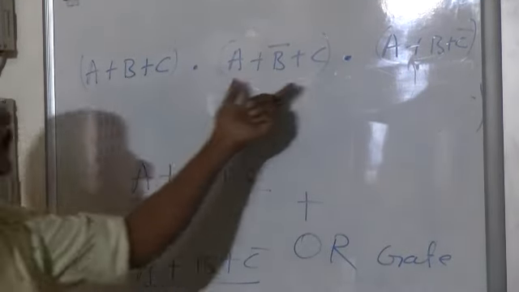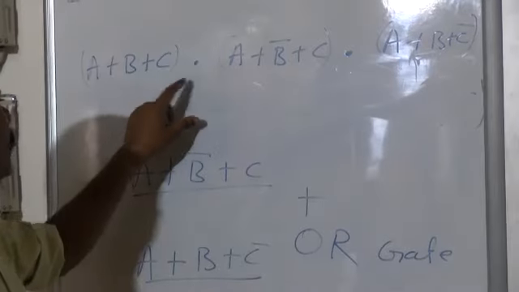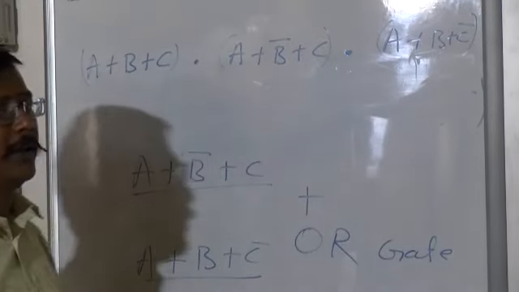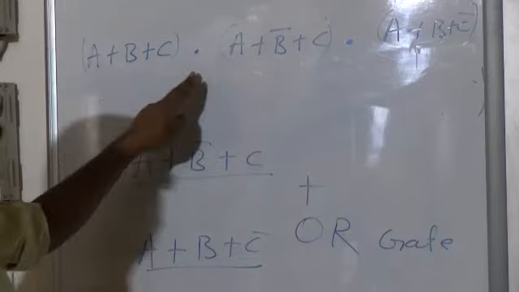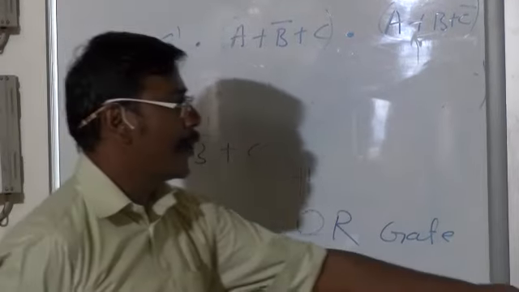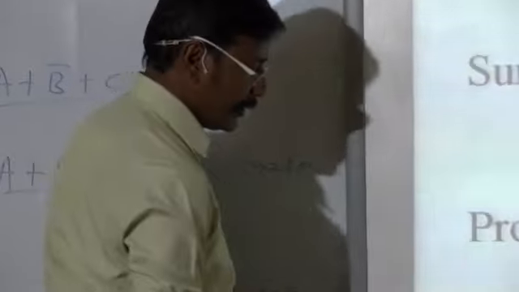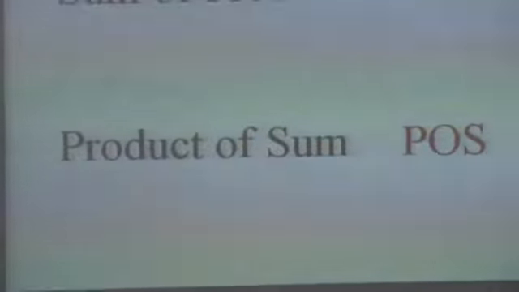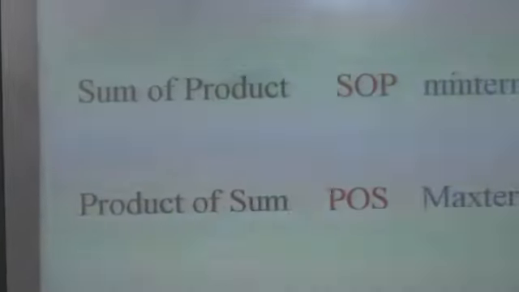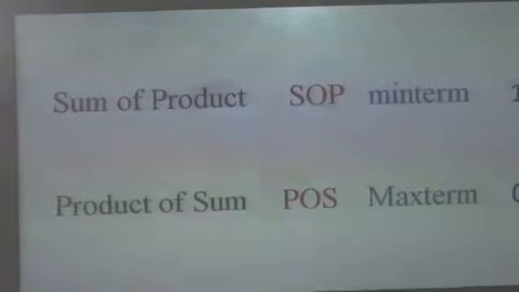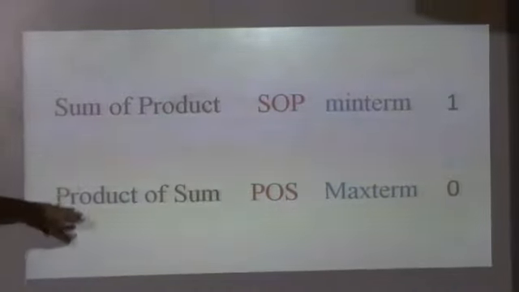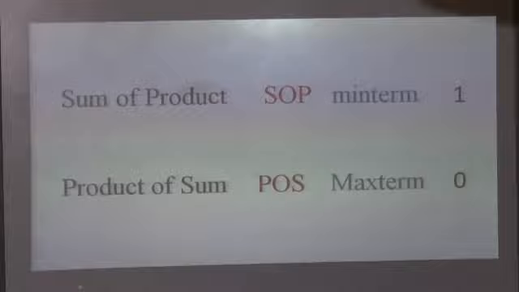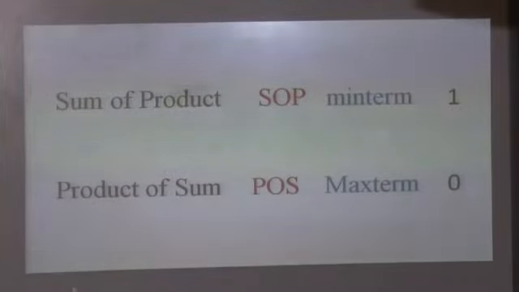So this was the sum of the terms. Now we are finding the product of these three together. So it becomes product of the sum, which in short we say POS. Also it is called the max term. In the truth table, it is represented by the value 0. Is it clear? Sum of the product and product of the sum. In short, SOP and POS.